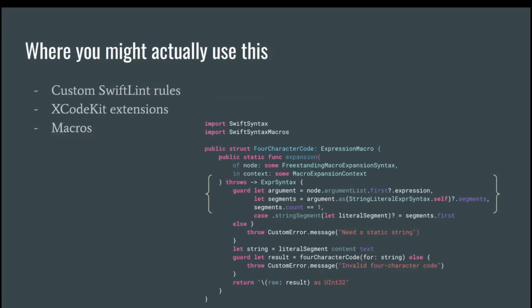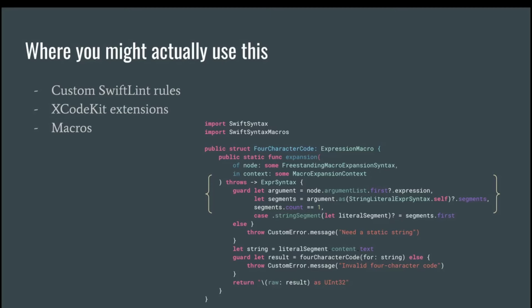So I gave you an abstract example of abstract syntax trees, but there's actually some places where these come up a little more frequently. If anyone's written a custom SwiftLint rule, you can write a regex one, or you can write one using SwiftSyntax, so you can do a deeper syntax-aware evaluation. With Xcode Kit, if you wanted to write a source editor extension, then you have access to SwiftSyntax and can use that to manipulate the code that's being edited.